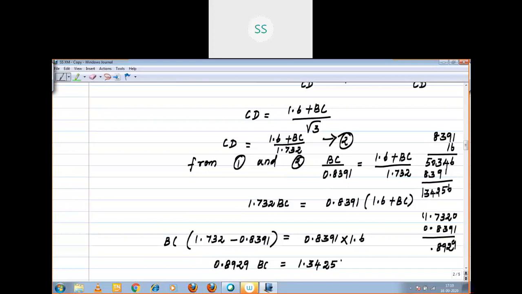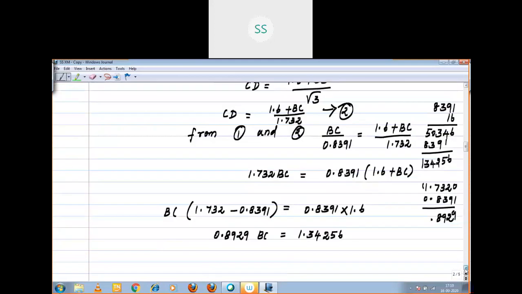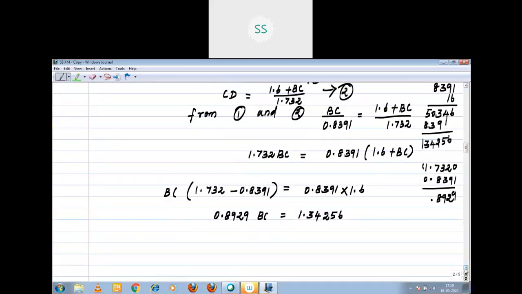So 1.34256. Now BC equal to, the answer I will give you. You have to do the division part, right? BC equal to 1.34256 divided by 0.8929, which is equal to what?